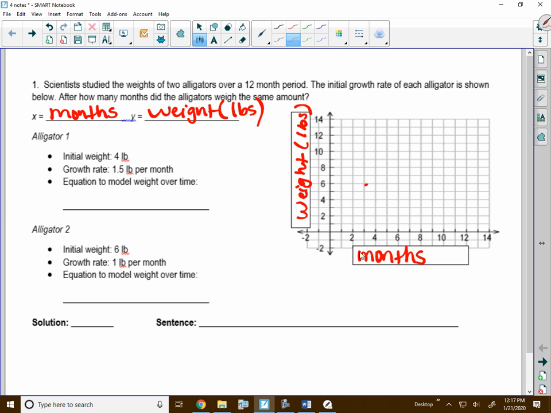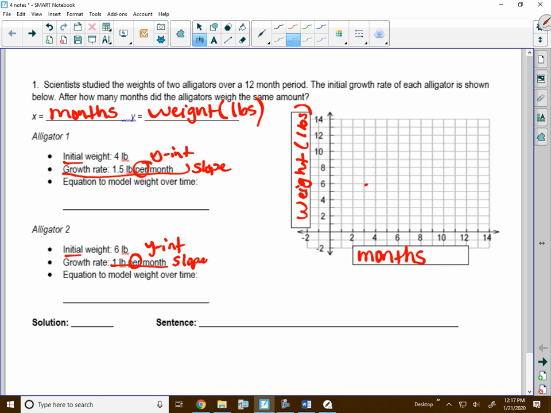So, when you hear the word per or of, that implies slope. So, if you look here, growth rate, 1.5 pounds per month. Here, your growth rate is 1 pound per month. This is our slope. And then when we see the word initial, that implies a y-intercept.